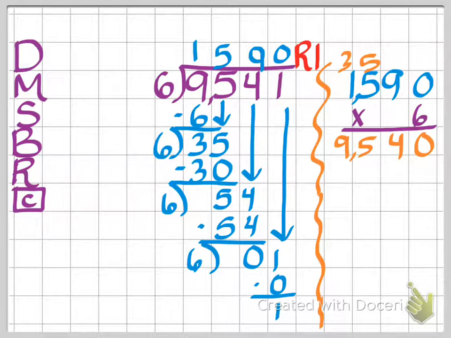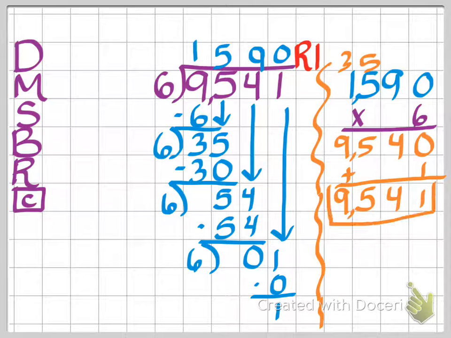So you should have said 1,590 times 6. You got 9,540. Don't forget to add your remainder. And then you box it, and connect it.